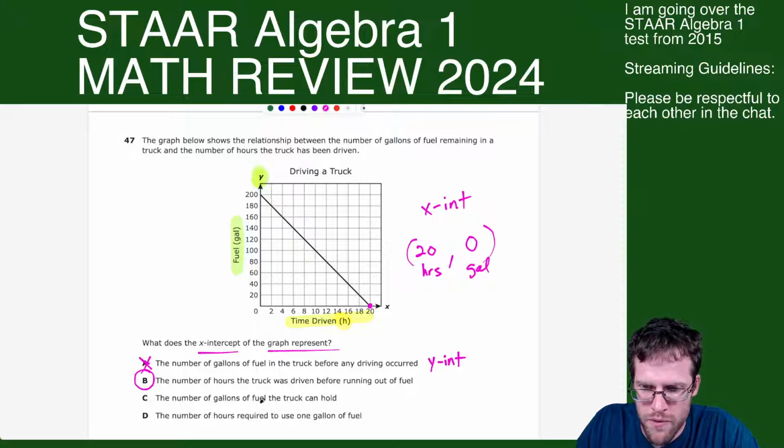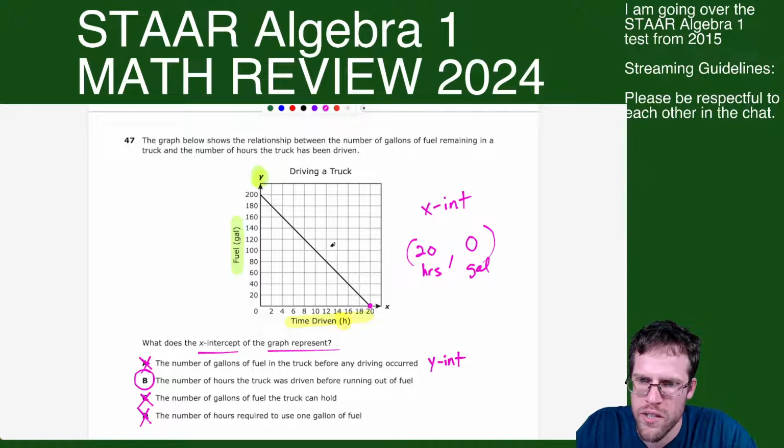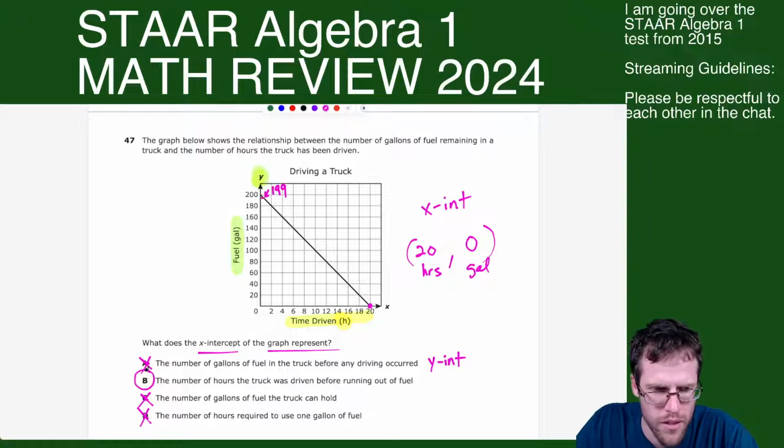The number of gallons of fuel the truck can hold. That's kind of choice A all over again, just reworded. And then the number of hours required to use 1 gallon of fuel. No, for that I would have to write the equation of this line and then see when the line reaches 199. I would want to see how many hours it takes for the line to hit 199. So that would be choice D.